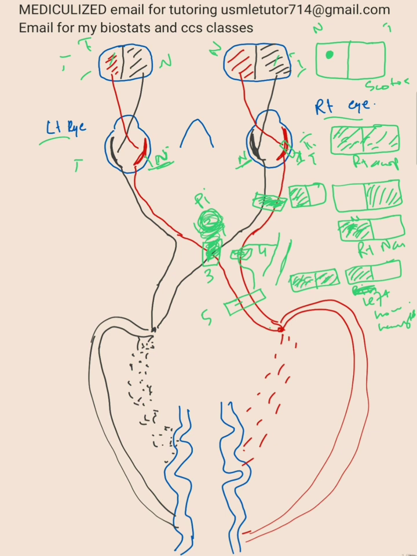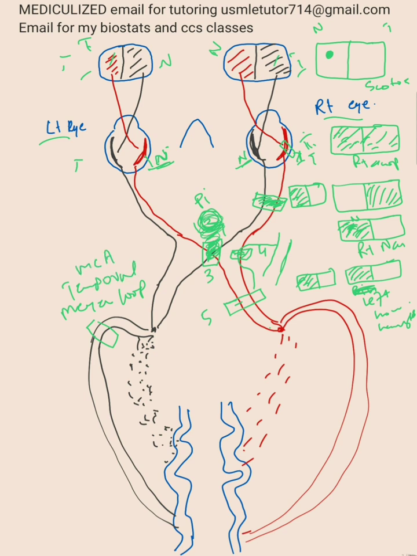So let me draw this again, so there is no confusion. So it's going to be like this. Left homonymous hemianopsia. Alright, so now this you need to know a bit about. This is called the Mayer loop. The Mayer loop is in the temporal lobe, and it is supplied by the MCA.